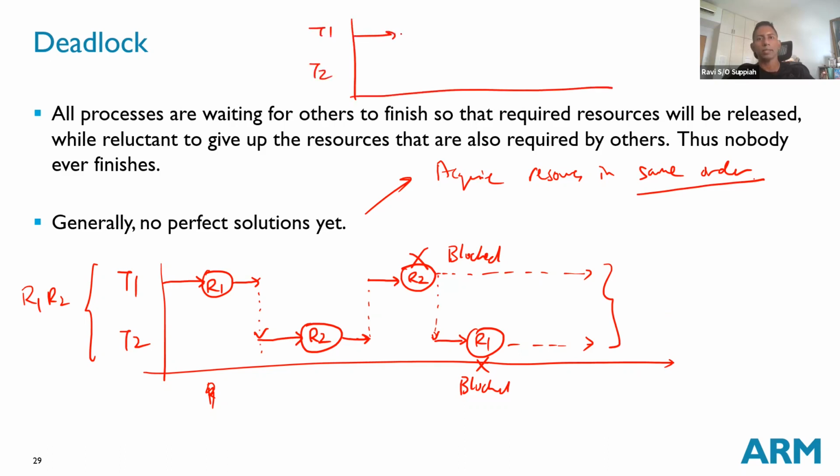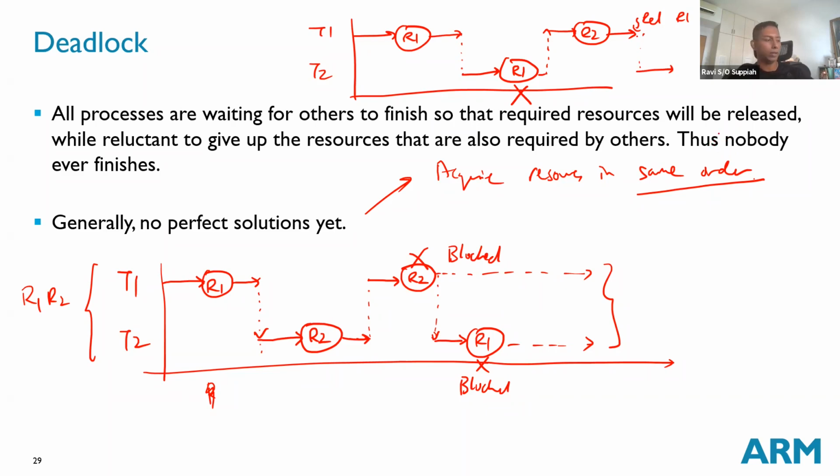So task 1 will run, it will require resource 1 first. So if there's a context switch and task 2 runs, it must also try to acquire resource 1 first, so it'll get blocked. Which means that task 1 can carry on, acquire resource 2 and finish. When it finishes, then it can release R1 and R2. Then both of them can be allocated to T2 to carry on.